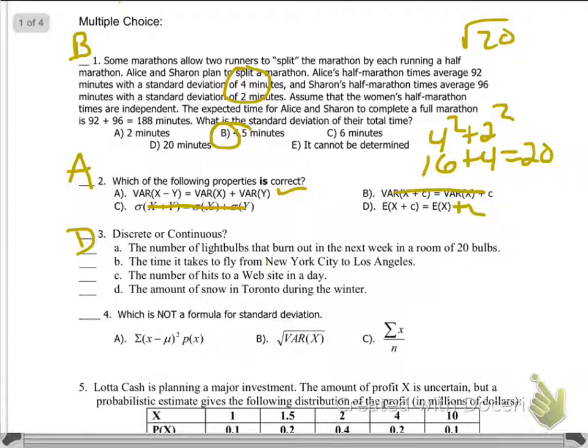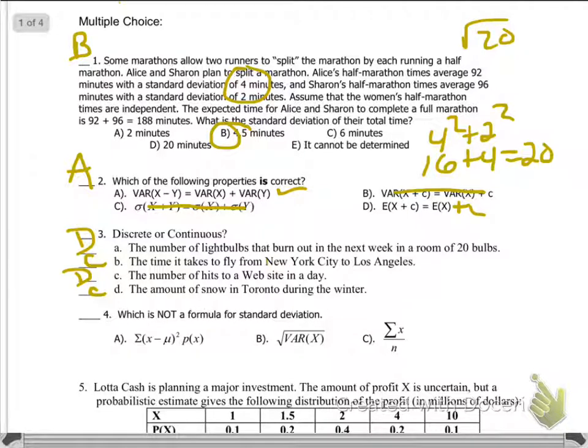B, the time that it takes to fly from New York to Los Angeles. Well, it's possible for the plane ride to be a non-integer, like 2.8 hours, 3.5 hours, so it's time, and time is continuous. The number of hits of a web page, well, nobody does half a time. It's either they do or they don't, so that's discrete. And the amount of snow during the winter, well, accumulation is a measurement, so it can come in like 0.5, so my answer is C, continuous.